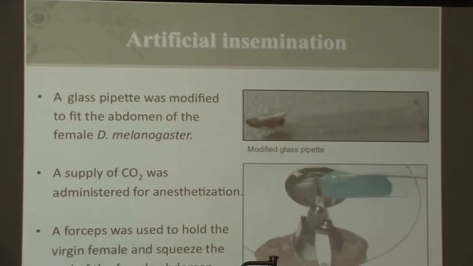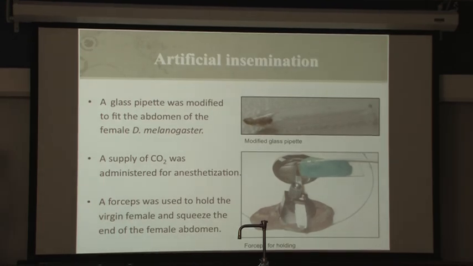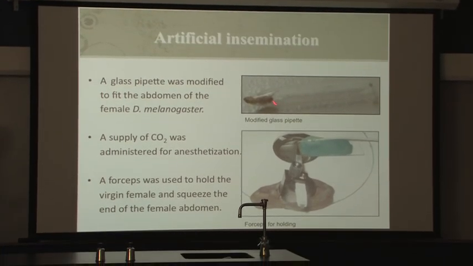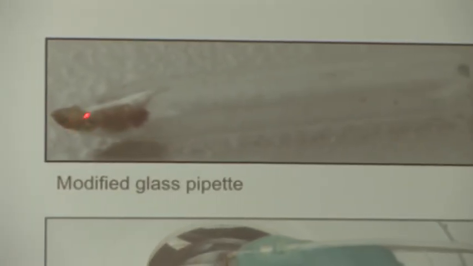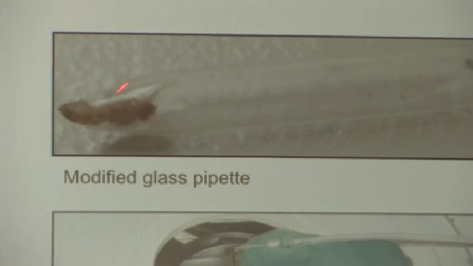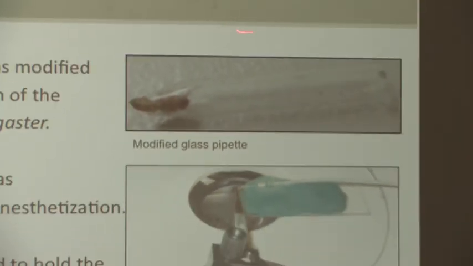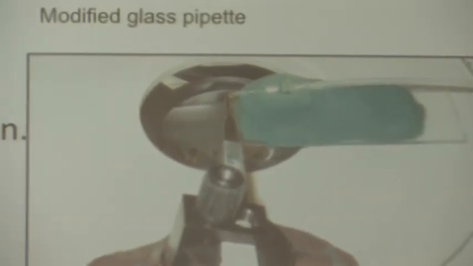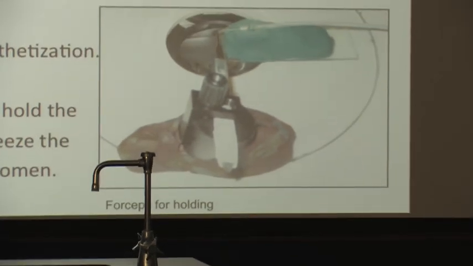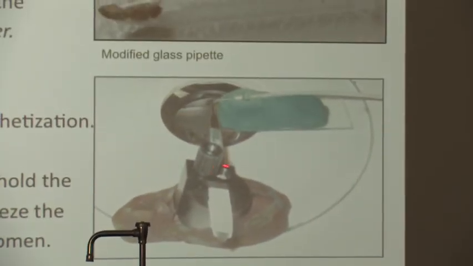So next, I want to talk about the artificial insemination. A glass pipette will be modified to fit the abdomen of the female, because we need the female abdomen to protrude from this tube. This tube in the end will collect the supply of CO2 that was administered for anesthesia. A forceps is used to hold the virgin female, and another function is to squeeze the end of the female abdomen.